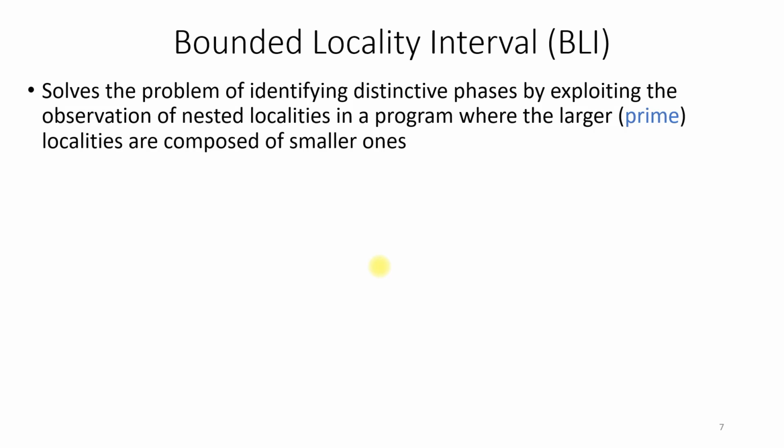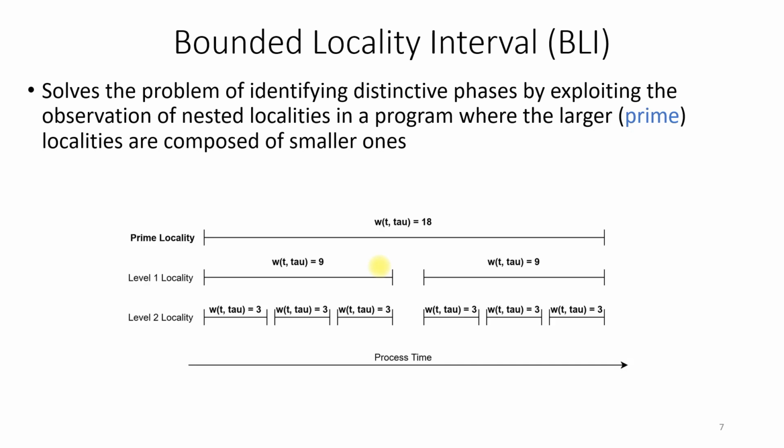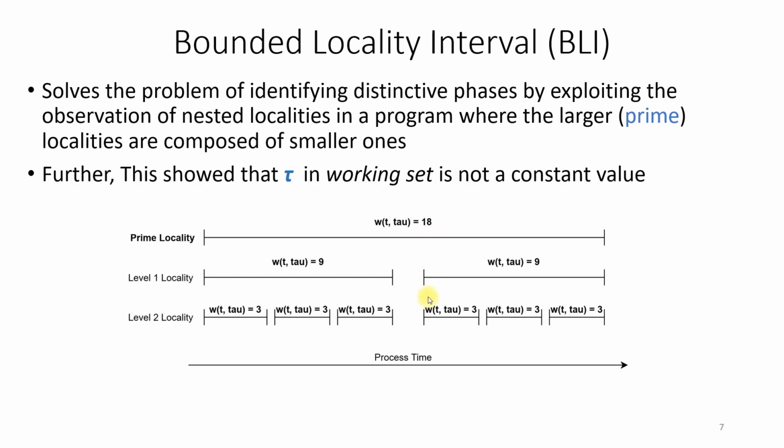Now the bounded locality interval. The memory locality is basically cascaded. This model tries to reason on the cascading of the localities, where the larger prime locality consists of much smaller ones. This prime locality is proved to be more stable and independent from the neighboring prime localities compared to the nested smaller ones. This is a simple example that tries to give you an idea of how the localities can be nested. This shows that tau in the working set is not a constant value.